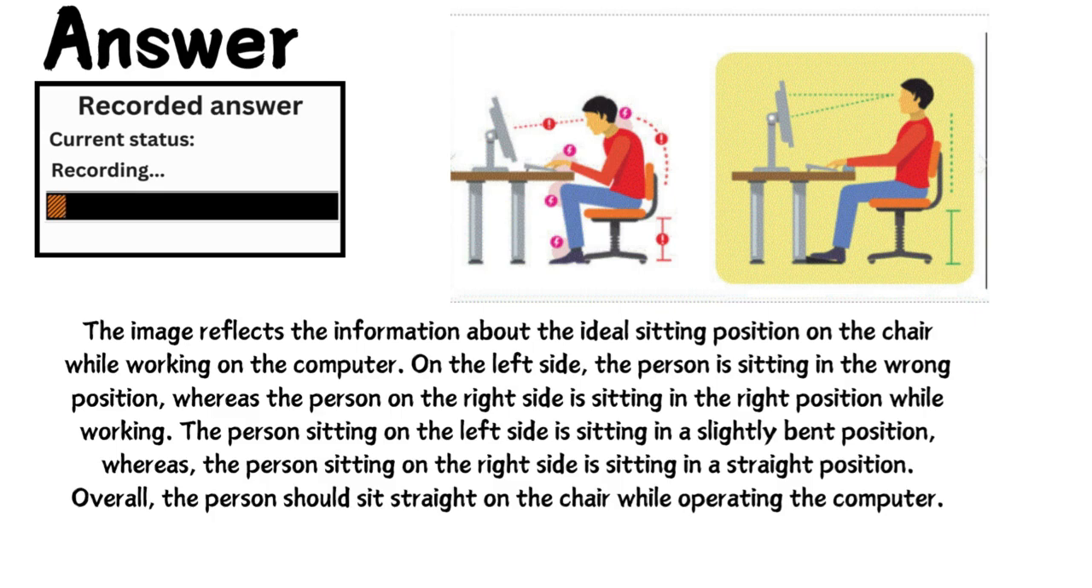The image reflects the information about the ideal sitting position on the chair while working on the computer. On the left side, the person is sitting in the wrong position, whereas the person on the right side is sitting in the right position while working. The person sitting on the left side is sitting in a slightly bent position, whereas the person sitting on the right side is sitting in a straight position. Overall, the person should sit straight on the chair while operating the computer.